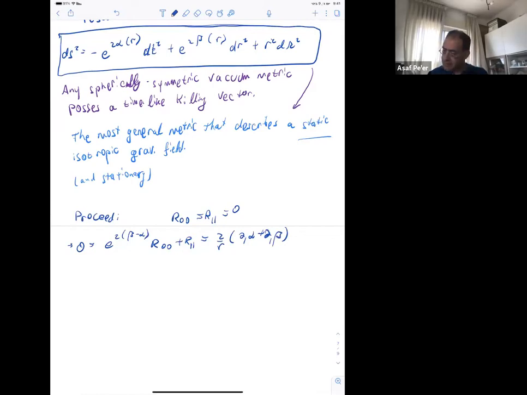Since this is 0, that means that alpha is equal to minus beta plus some constant. And again, we don't care about the constant because we can absorb it just by rescaling r. So we ended up with alpha equal to minus beta.